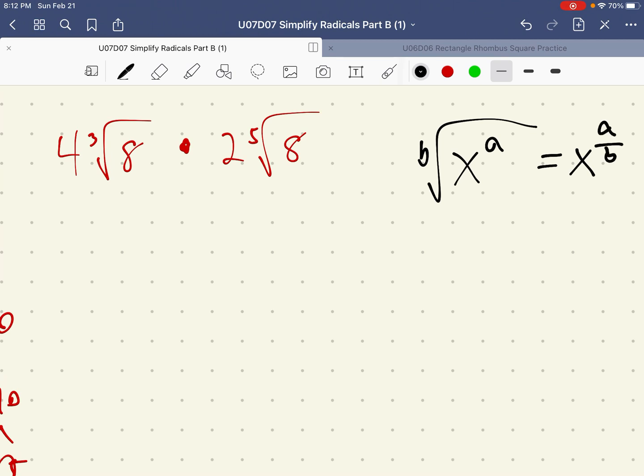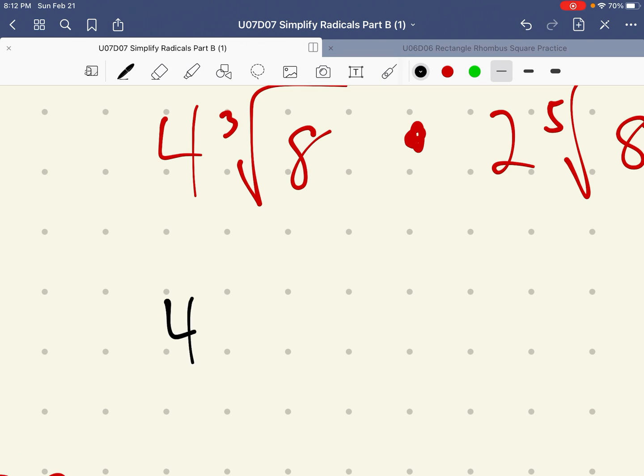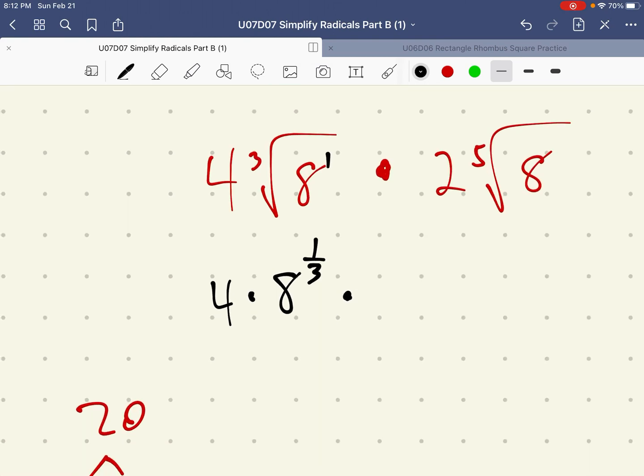All right, so that means this is going to become 4 times 8 to the 1 over 3 power, because it has its own exponent of 1. Now the 2 stays the same as well, and this is going to become 8 to the 1/5 power. Now we're going to try and make these fractions have a common denominator so that they become a common index, because again, the indexes became the denominators of these fractions.